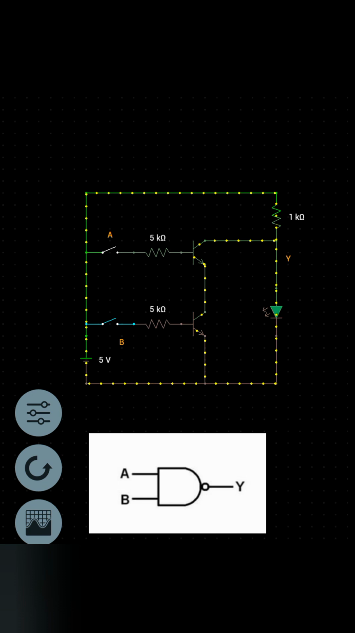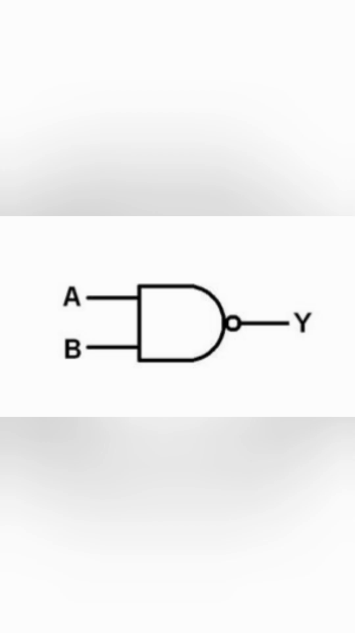This is the NAND logic gate we designed with transistors to make it easy for your understanding. What is a NAND logic gate? A NAND logic gate is a digital circuit that can have either two or more than two inputs. But basically, we would be explaining the one with two inputs. This is the symbol for a NAND logic gate. Its inputs are labeled A and B. The output is labeled Y.